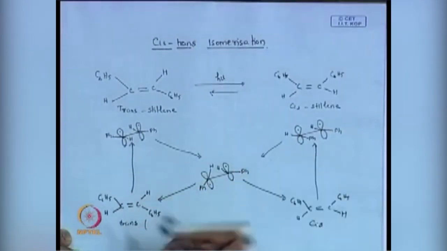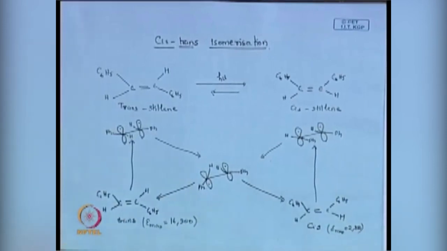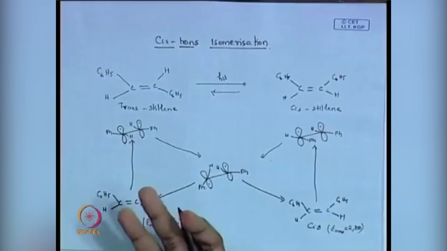That means the molar absorption coefficient, your epsilon, which is very important, tells you how much a molecule can absorb, which you have studied in your UV. The epsilon max for trans is around 16,300, but the epsilon max of cis is around 2,880. So when I shine a light, the trans can absorb so much because it has a very good epsilon, that means its molar absorptivity is greater. So it can absorb all the light, even though cis is at the same wavelength. So cis absorption will be less and trans absorption will be greater. That is why you see the conversion from trans to cis at 95%.